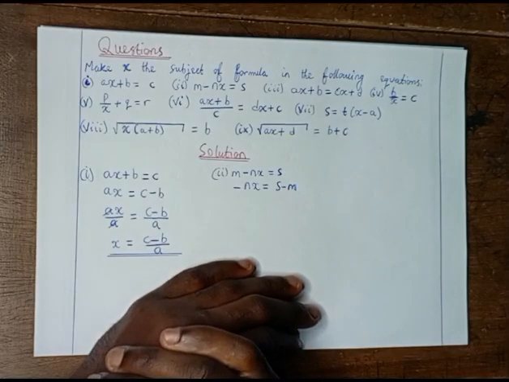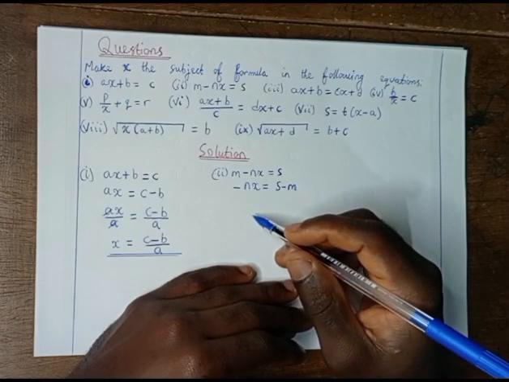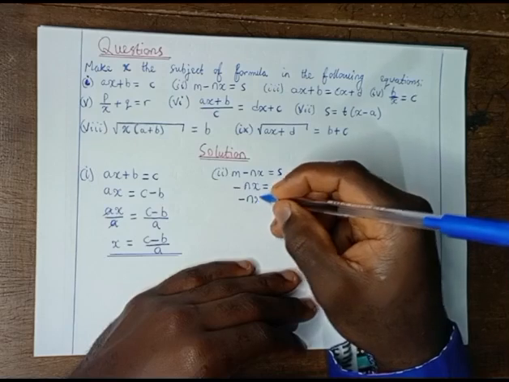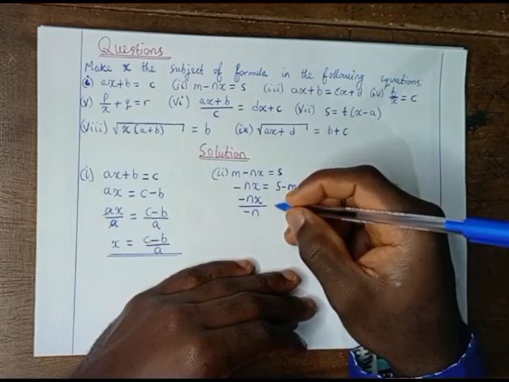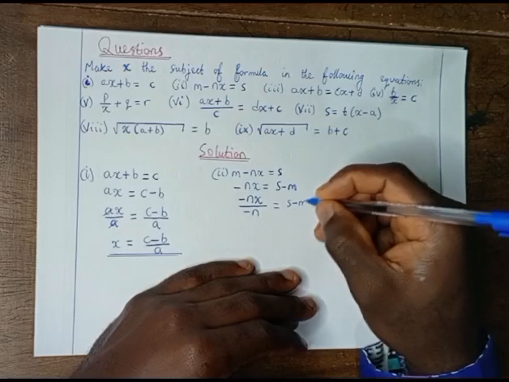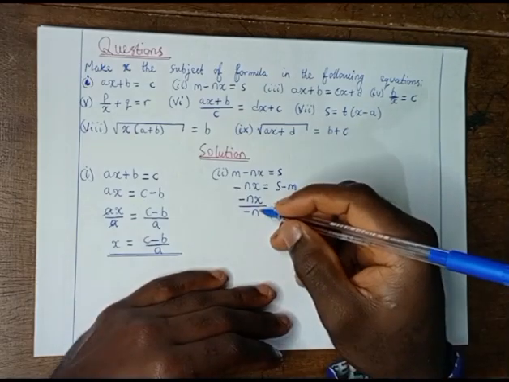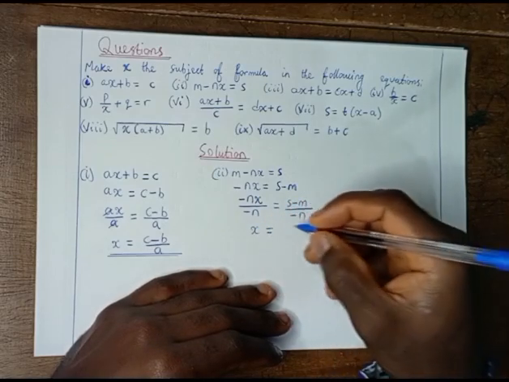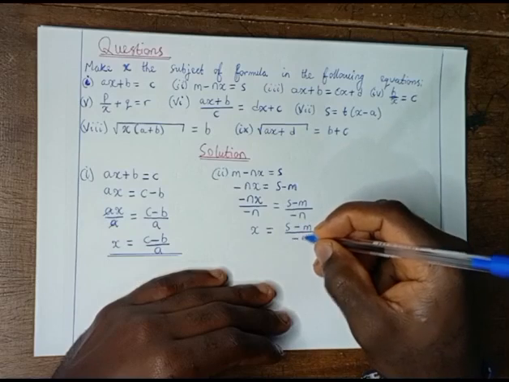Next step, the coefficient of x is negative n. For us to make x the subject of formula, we are going to divide all through by negative n. This will be equal to s minus m divided by negative n. Negative n will cancel negative n. We'll be left with x equal to s minus m on negative n.